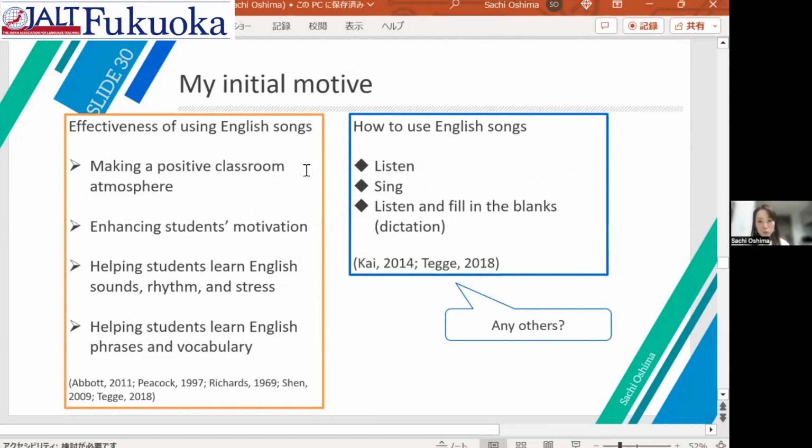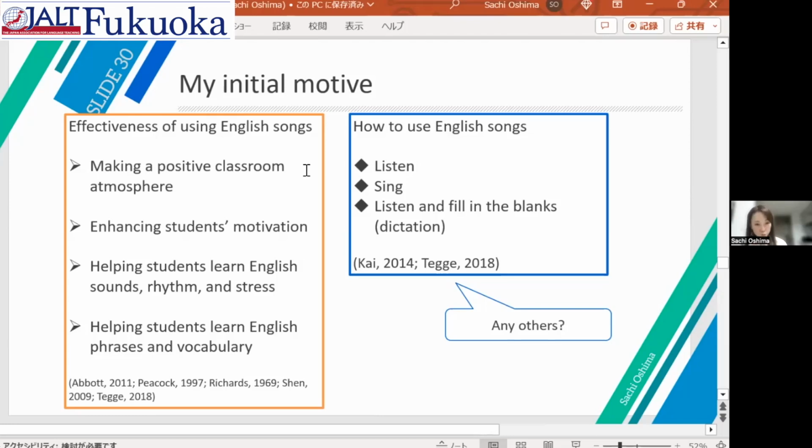Some researchers pointed out that using English songs helps make a positive classroom atmosphere and enhance student motivation, and also helps students learn English sound, rhythm, and stress. Using English songs also helps students learn English phrases and vocabulary. So there are many more benefits to using English songs than what is written here.